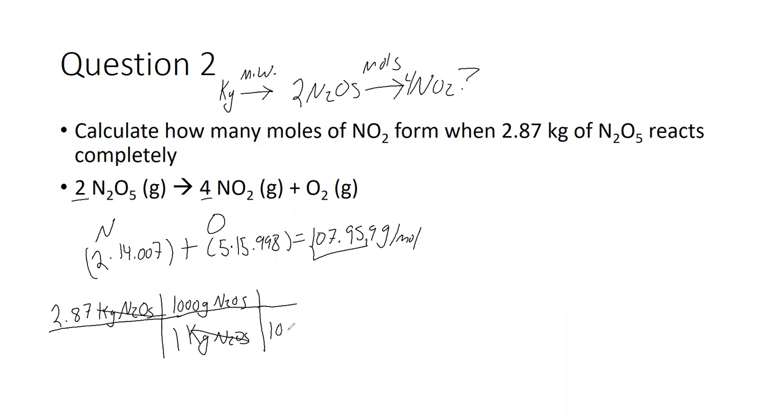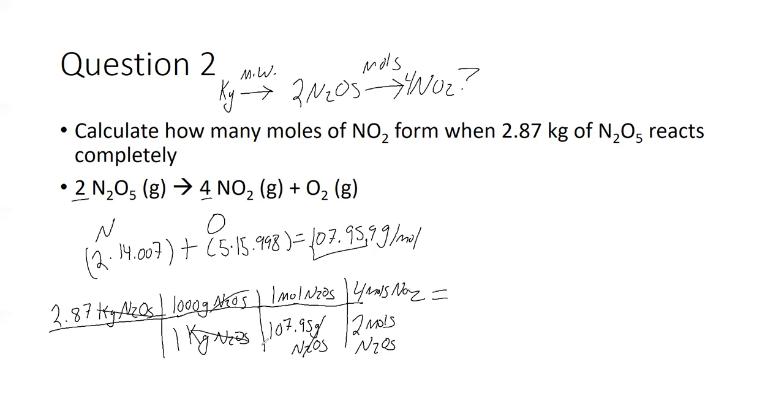Now, since I'm in grams, I can go to moles. So for every 107.95 grams of N2O5 I have 1 mole of N2O5. Again, that's what molecular weight says. So grams cancel out. Now I'm in moles of N2O5. And once you're in moles, you can move between different molecules. So our coefficients say for every 2 moles of N2O5 I have, that makes 4 moles of NO2. Now it's just a giant calculation.